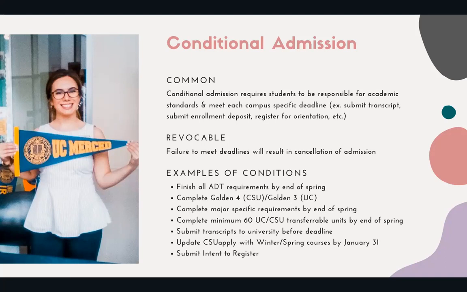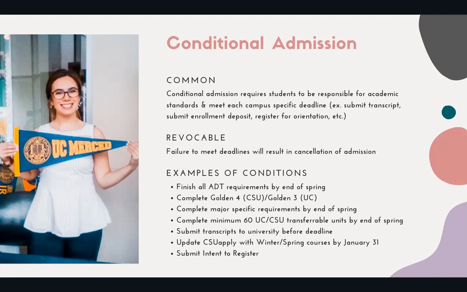So examples of conditions would be condition number 1, finishing your ADT by end of spring. So if you decide that you're going to drop all your classes and not finish your degree, then that could affect the admission. That could be a condition of your admission for some campuses. Let's say I ended up dropping stats in my final semester. Then I'm not going to be able to transfer because that's one of the conditions is completing your Golden 4 by end of spring, and I'm missing my transfer math.